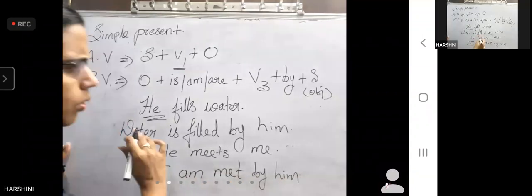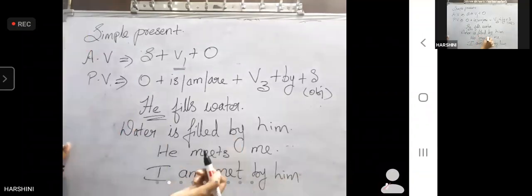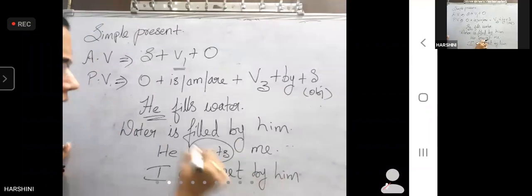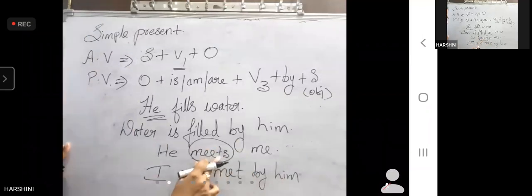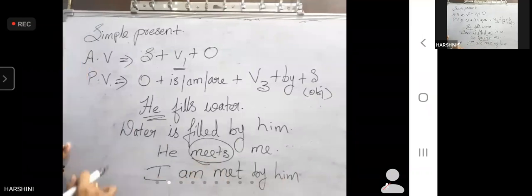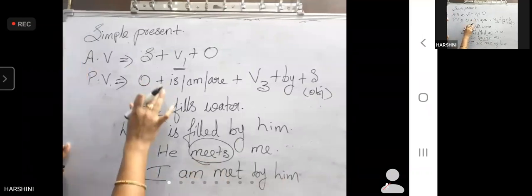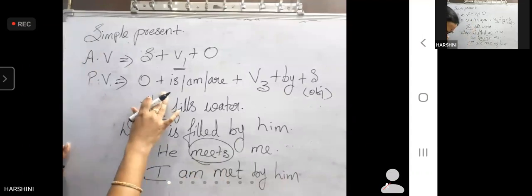Don't worry, don't look at all the words. For example, you only look at meets. Meets is in present tense. So you can't use was or were. You can use only is, am, are. Okay. So this is how it is in simple present tense.